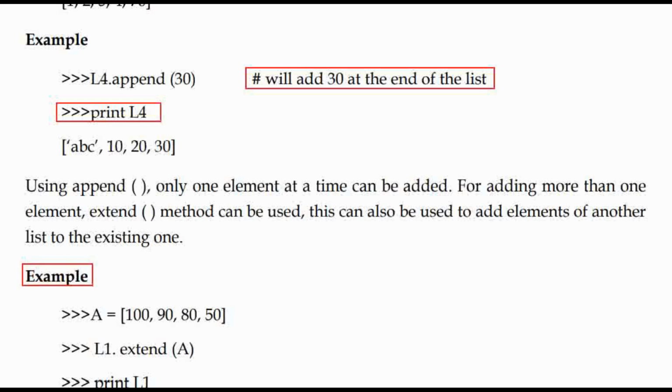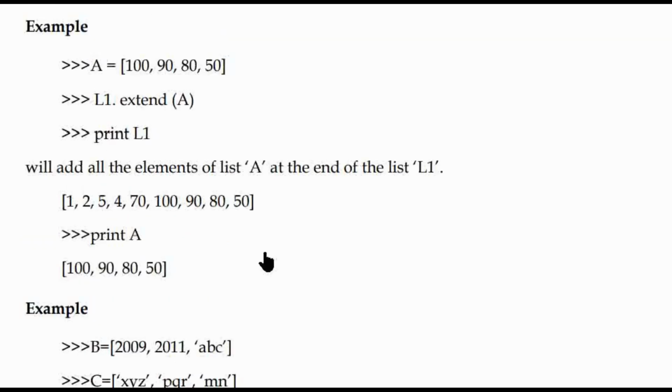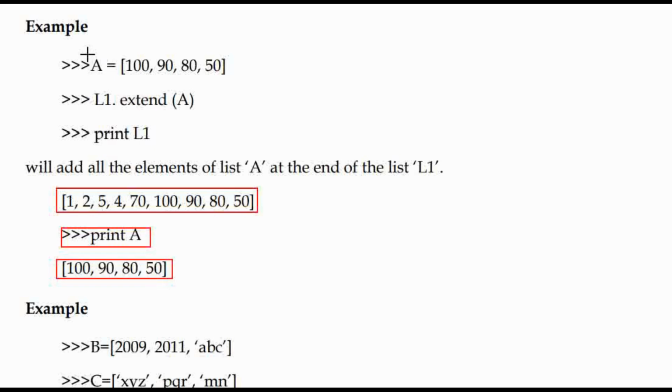Example, A equals 100 90 80 50. L1.extend(A). print(L1) will add all the elements of list A at the end of list L1: 1 2 5 4 70 100 90 80 and 50. print(A): 100 90 80 50 is printed. This is list A, 100 90 80 and 50.